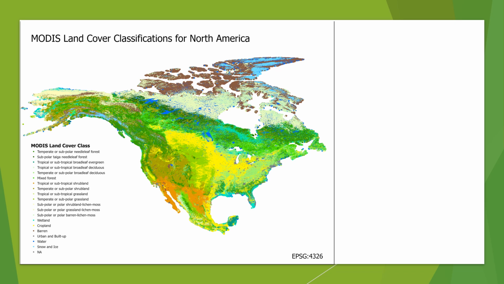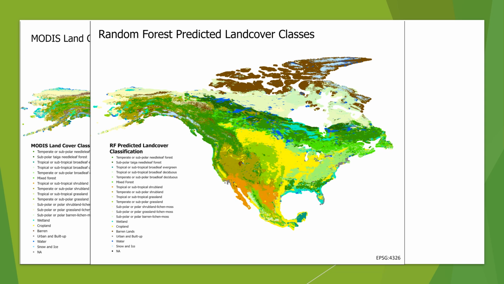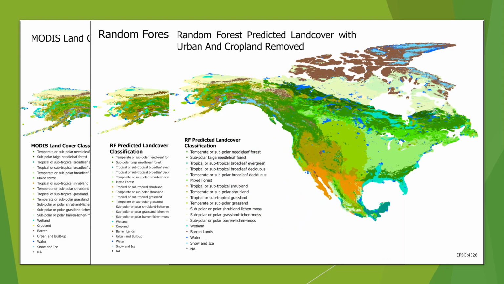We can also map out the land cover classifications in order to get a more spatial perspective. So here we see the original MODIS land cover classifications for North America. Here is Model 1, the random forest predicted land cover classes by annual climate variables. And here's Model 2, the same, but with urban and cropland removed. So we can see that that large swath of cropland in the middle of North America is now gone and replaced with natural land cover classes.